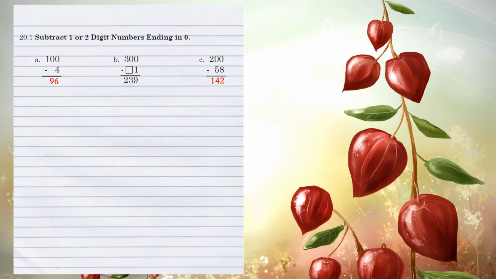Well, this originally became a 10, but because we had to borrow from that, it's now a 9. So 9 minus what number equals 3? Our missing number is 6.